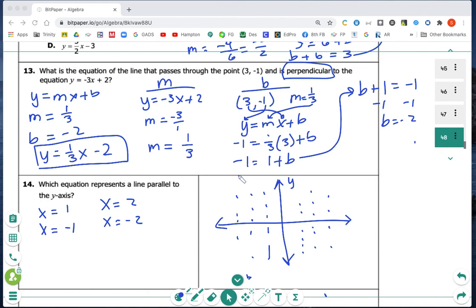y-axis. And now you've reviewed for your quiz. Your test.